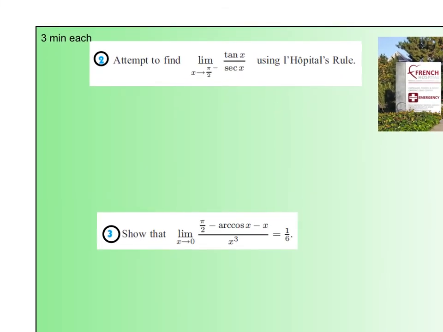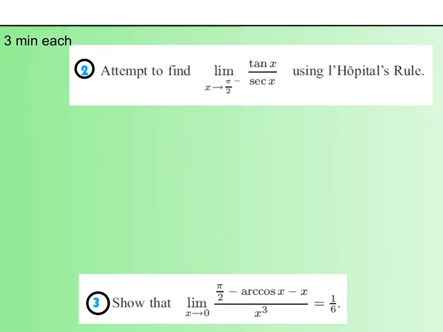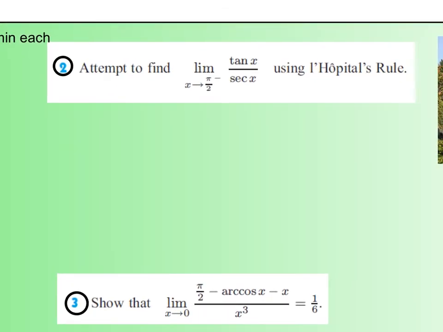Okay, let's attempt to find the following using L'Hopital's Rule. Alright, and number 2. Okay, so tan of 0 is 0. Secant of 0. Whoops, sorry.